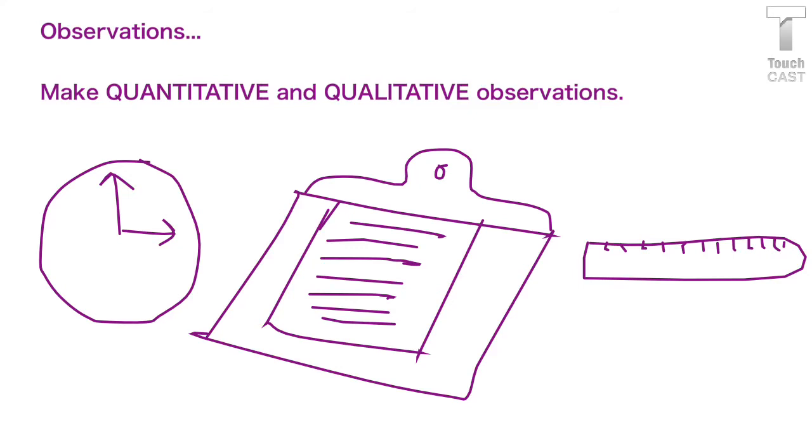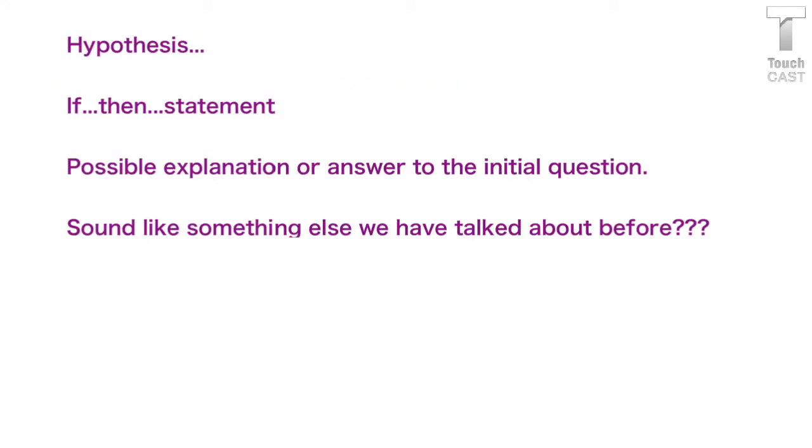All right, so then we get into the hypothesis. And the hypothesis has to be an if-then statement. So if the dog is older, then the dog will sleep more. It's a possible explanation or an answer to the initial question. Does that sound like something else we've talked about before? Maybe an inference, maybe a claim? Well, that's exactly what it is. You're taking your observations plus your prior knowledge and thinking about a possible explanation.